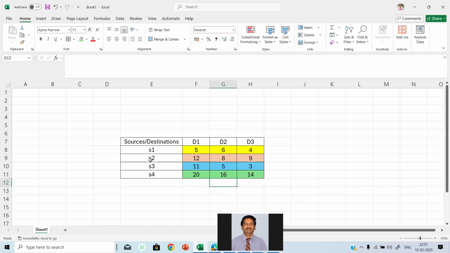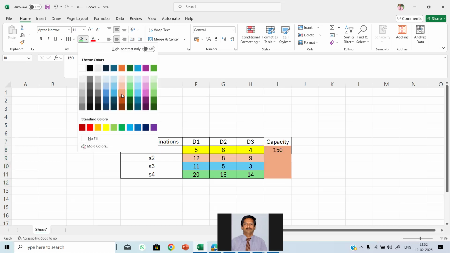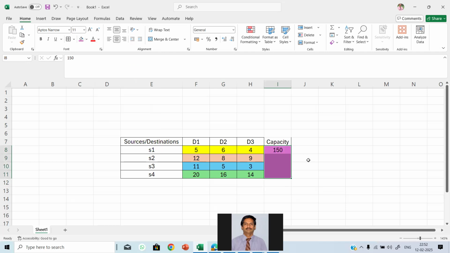Now, the S1 is having a capacity of 150 units. So here I am having capacity. I am showing the capacity with some other color. Let us suppose I am taking this color. So capacity 150 units, next 150 units, 250 units and 250 units, right? What is the total? It is 800.